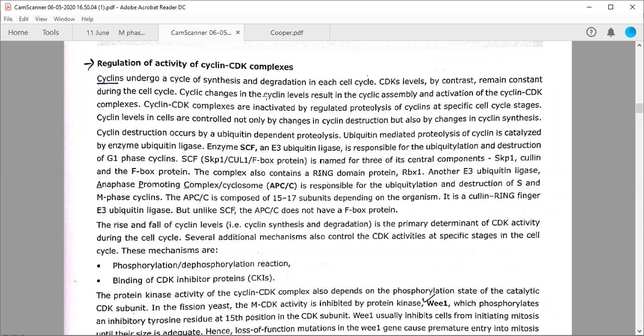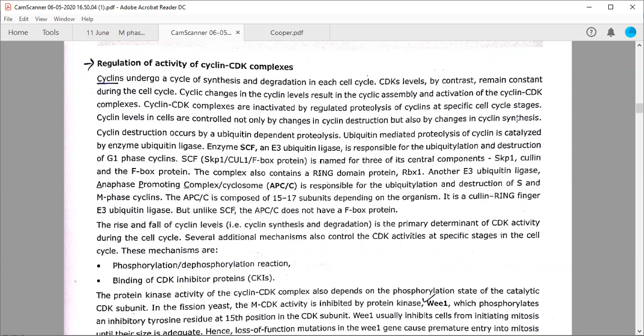So changes in the cyclin levels result in cyclic assembly and activation of the cyclin CDK complexes, inactivated by regulated proteolysis of cyclin at specific cell cycle stages. So whenever the cell has to inactivate cyclin CDK complexes, the cell will degrade these cyclins, and CDK will be inactivated by itself.